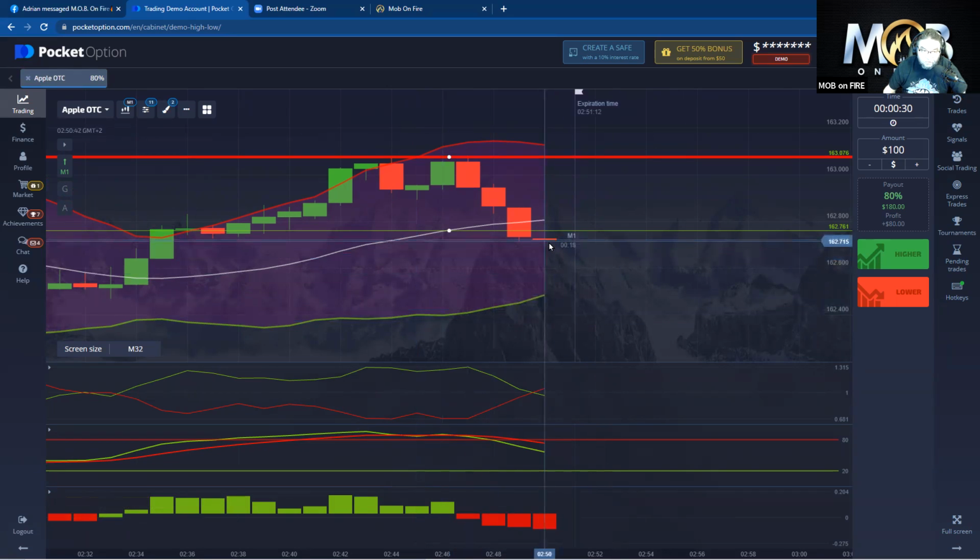I'm going to wait to see what this candle does. And that's going to determine whether I'm going to sell it again or not. Because as you can see, the market is starting to go in that direction. But look at where the candle is closing. Okay. It's going to go ahead and push back up a little bit. And it did.